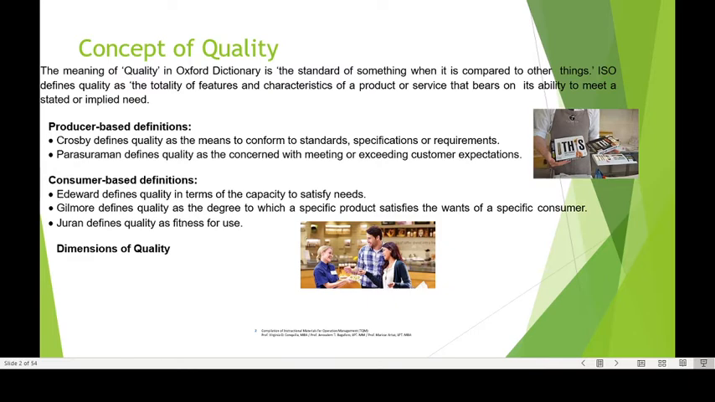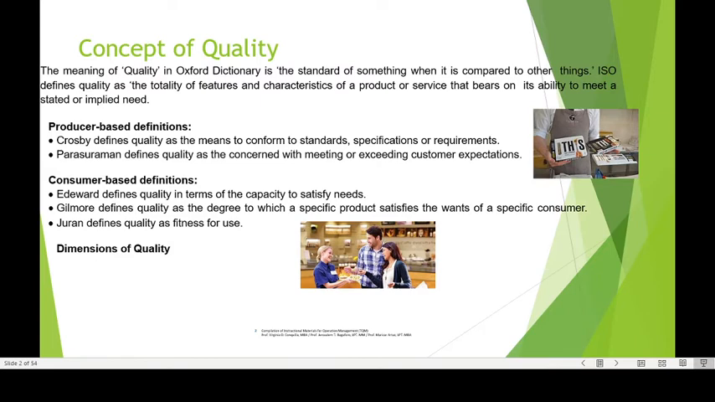In the meaning of quality, there are two definitions. We have producer base and we also have consumer base. When we say producer base, sabi ni Crosby and Parasuraman, this is defined as the conformance to standard specification or requirements. Meaning to say, na-meet mo yung goal mo. Okay, as a worker or as a manufacturer, ibig sabihin na-meet mo yung goal mo, na-meet mo yung specific requirement and standard ng government in order for you to be justified as ISO certified or quality product.